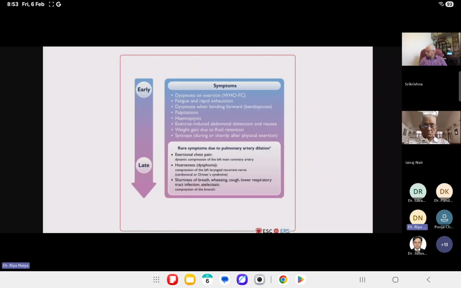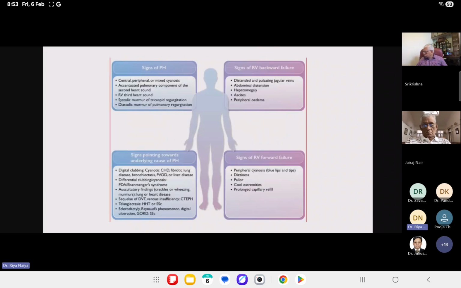Coming to signs of pulmonary hypertension, the signs include central, peripheral, or mixed cyanosis, accentuated P2 component of the heart sound, the third heart sound being auscultated, systolic murmur of TR, and diastolic murmur of PR. The signs of RV backward failure are usually organ congestion in the form of hepatomegaly, peripheral edema, abdominal distension, raised JVP. And signs of RV forward failure are peripheral cyanosis, pallor, cool extremities, and prolonged capillary refill.